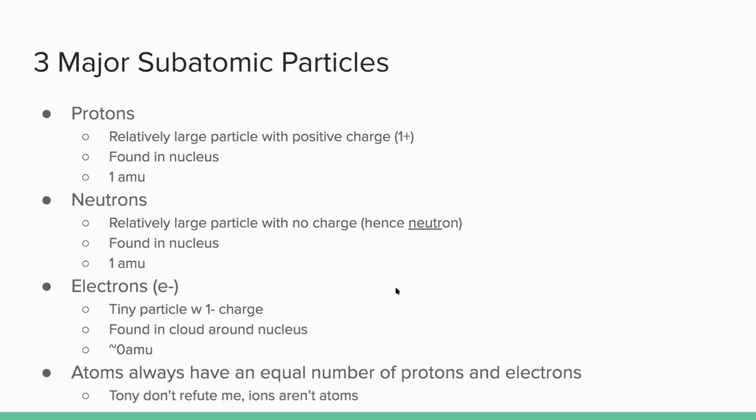They weigh approximately 0 atomic mass units. They do have a mass, but it's too tiny to measure, or at least with the units that we will be using in Science 10, they are too tiny to measure. So atoms themselves will always have an equal number of protons and electrons so that they have a neutral charge, since protons have a +1, which is neutralized by the electrons, which have a -1 charge.